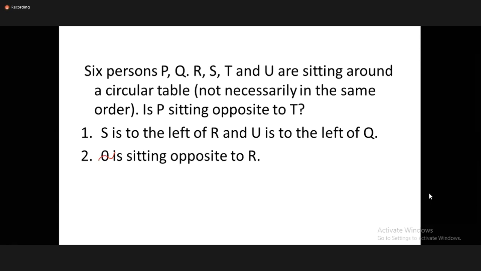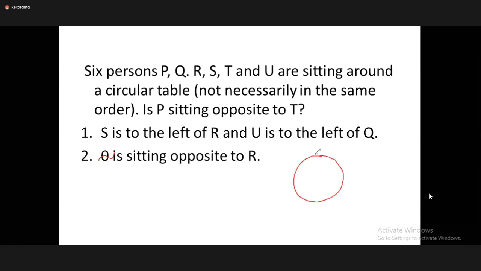So your question is, is P sitting opposite to T? Right, from one alone. Let's see what information I have.